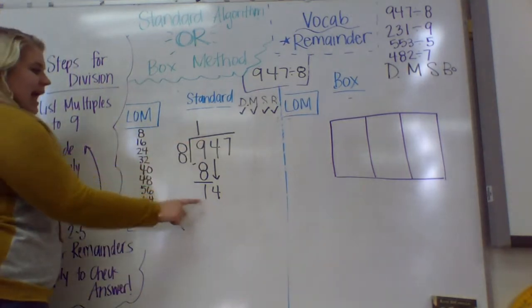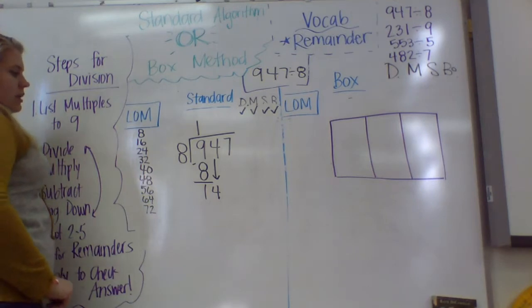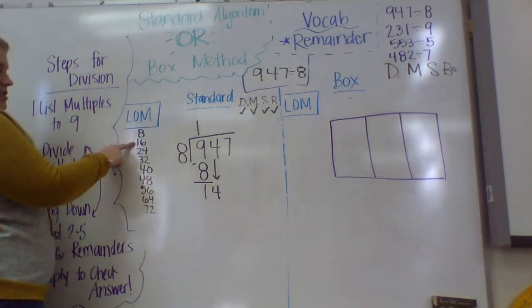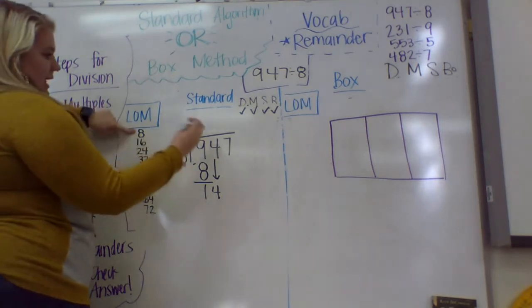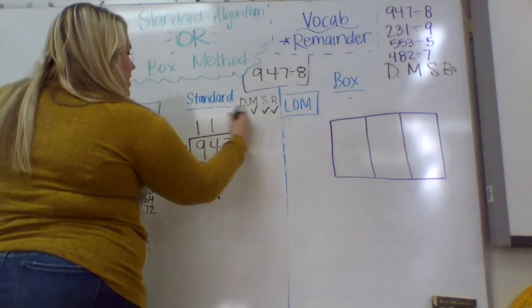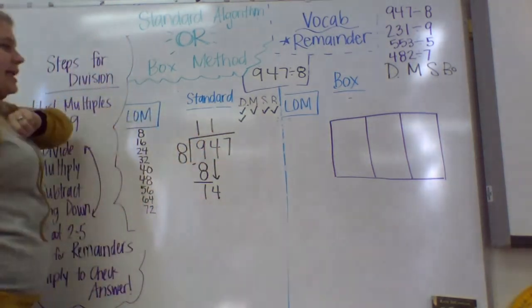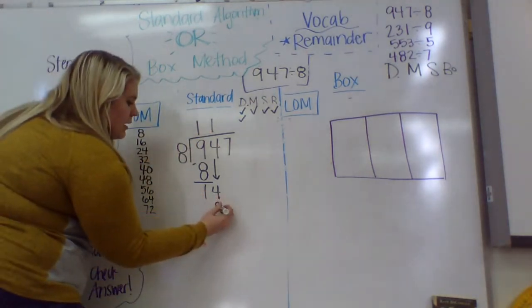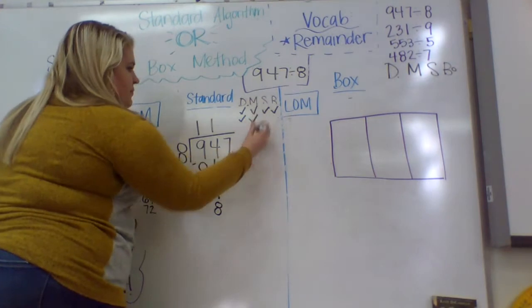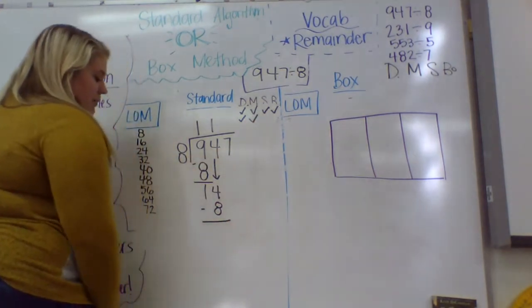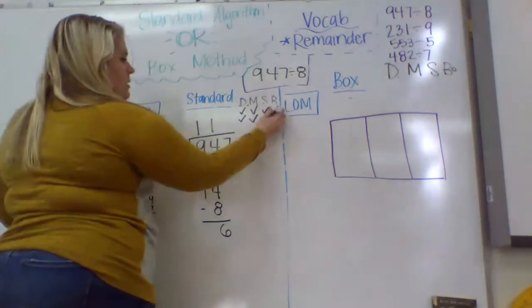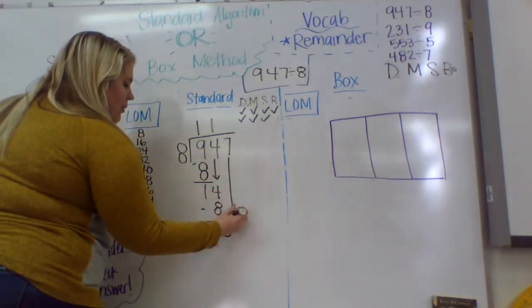How many times can 8 go into 14 without going over? How close can I get to 14? 8, 16, that's too much. So once again, I can only go in 1 time. Now I'm going to multiply. 1 times 8 is 8. Subtract, 14 minus 8, I know is 6. Bring down. Now I can bring my 7 down.